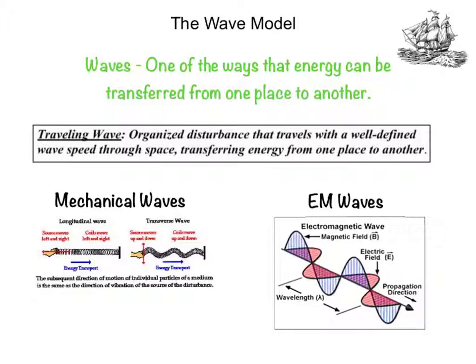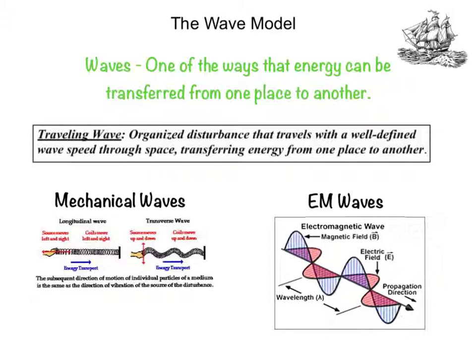Now, there are two primary types of waves: mechanical waves and electromagnetic waves. Mechanical waves are things like water waves and sound waves and earthquake waves. Mechanical waves all require some medium in order for that energy to be transferred from one place to another. For a water wave, the medium is water. For a sound wave, the medium is air.